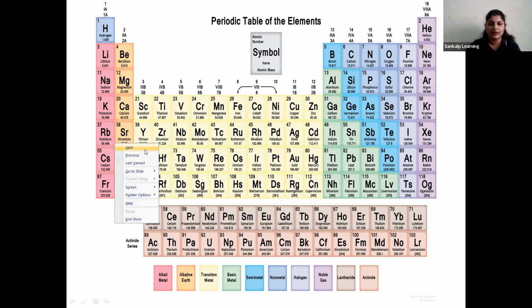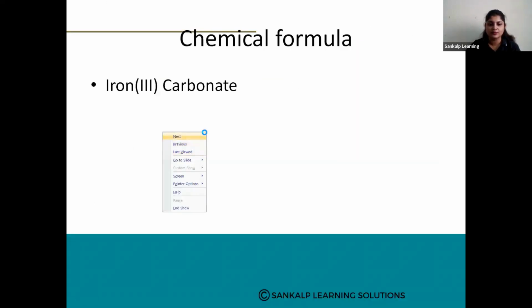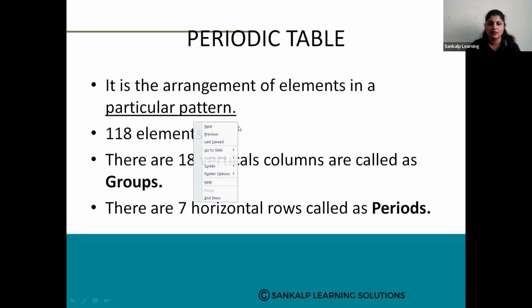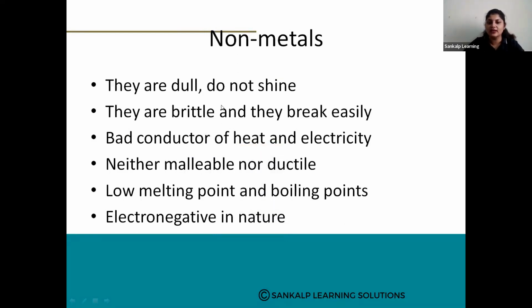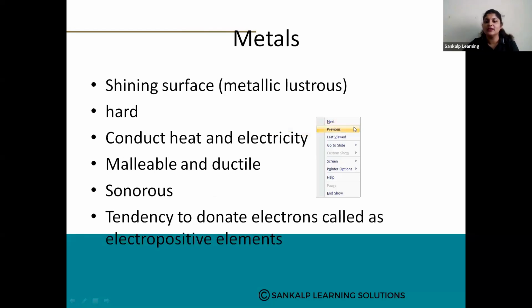I've written this here, you can just go through it. You can see metals have a shiny surface and are hard, while non-metals are dull. Because of the dullness, they do not shine. They are brittle and break easily. They are bad conductors of heat and electricity. Neither are they malleable nor ductile. They have low melting and boiling points, and they are electronegative in nature. So this is about the metals and non-metals.